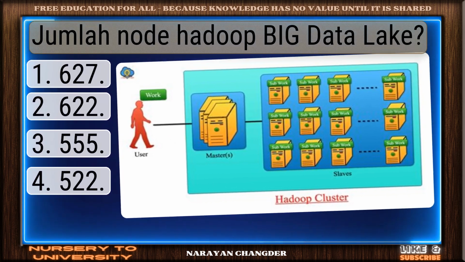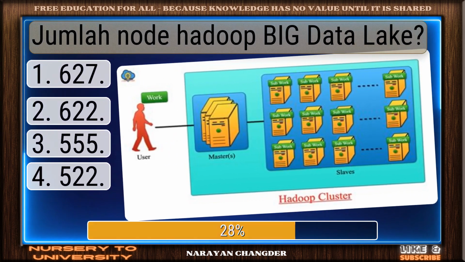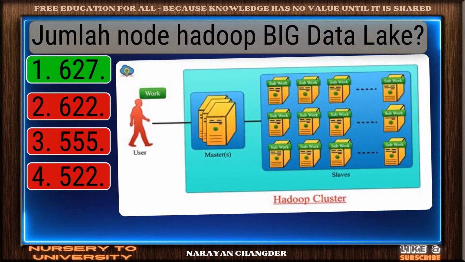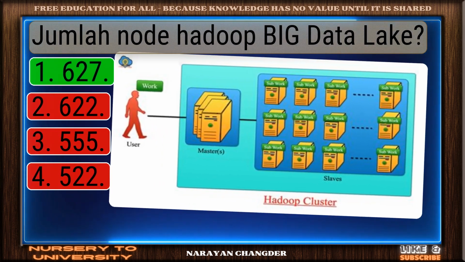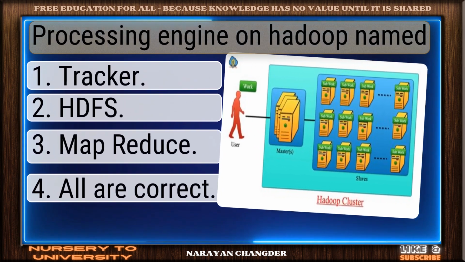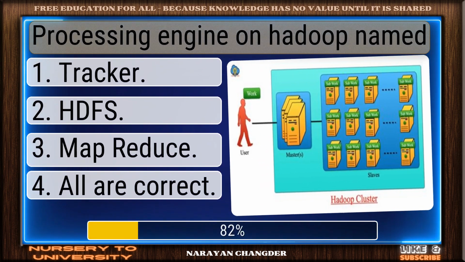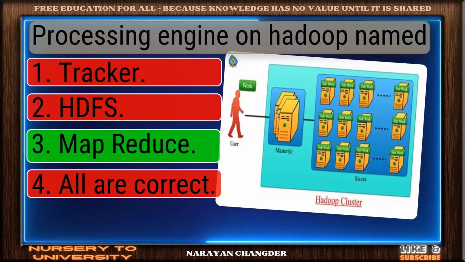Question number 61. Maximum number of nodes in a Hadoop big data lake. Nice work. You chose 627, and it is correct. Question number 62. Processing engine on Hadoop named ___. Correct. MapReduce is the right answer.